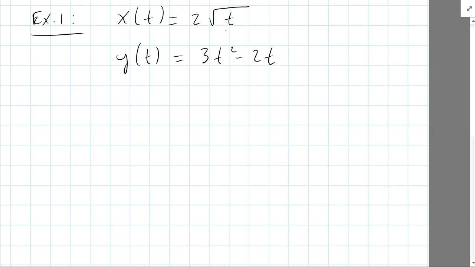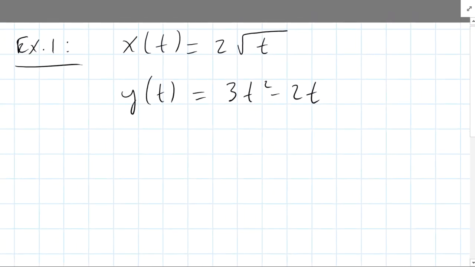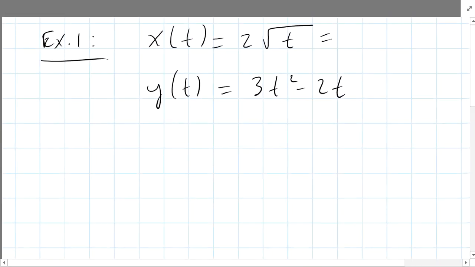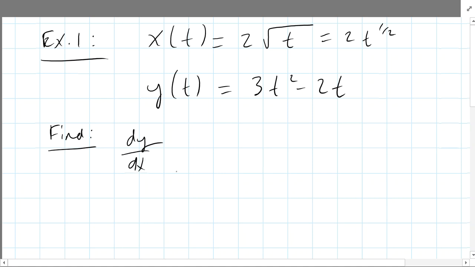Okay, would we rewrite that? We would rewrite that to 2 equal to 2t to the 1/2 power, right? They give you this, and they want you to find dy dx. We'll call that part A. In part B, I want you to find the second derivative, because I'm just that wicked, because they will too. So I have to be wicked also.